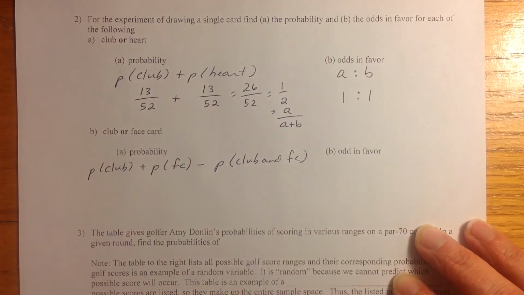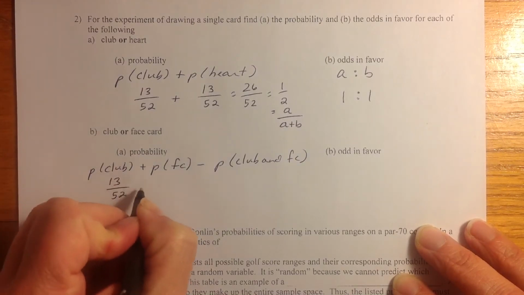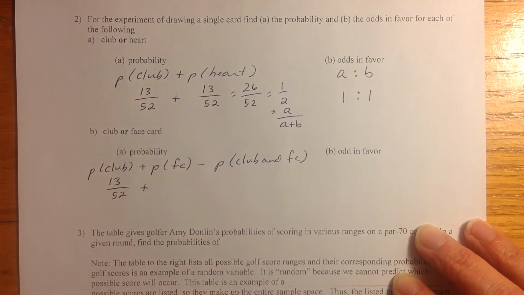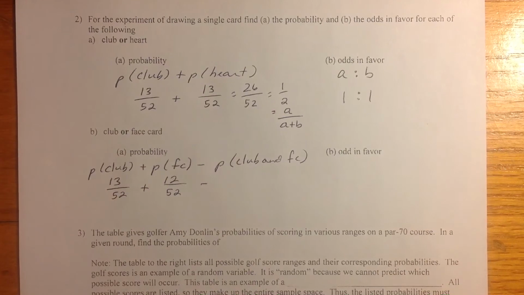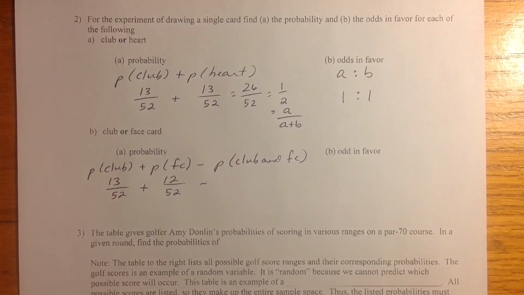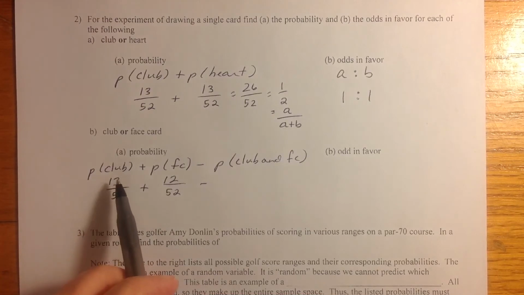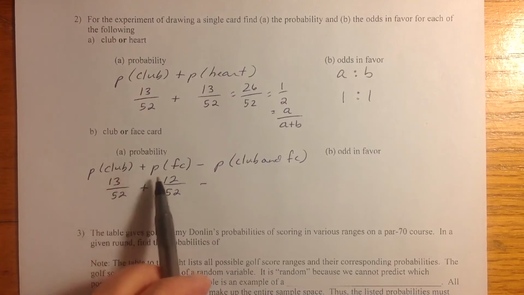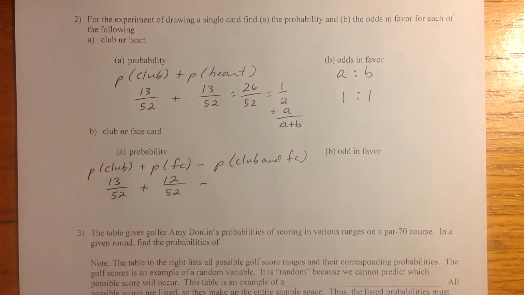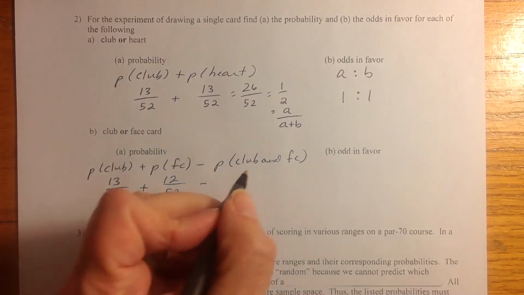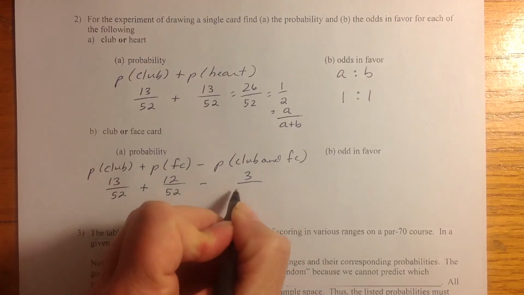Well, what's the probability that you draw a club? 13 out of 52. Plus, what's the probability that you draw a face card? Well, remember, there's a jack, queen, king of every suit, and there's 4 suits, so there's 12 face cards. Minus, what if we counted twice? Which cards, while only in the deck once, have we counted twice? Well, we've counted the jack, queen, and king of clubs twice, because it's a club and it's a face card. So we're going to have to subtract 3 out of 52.